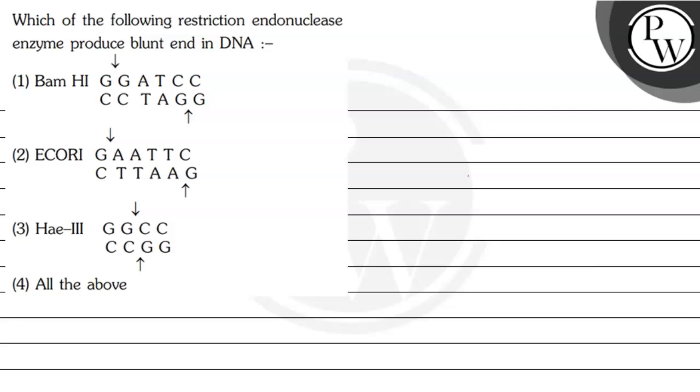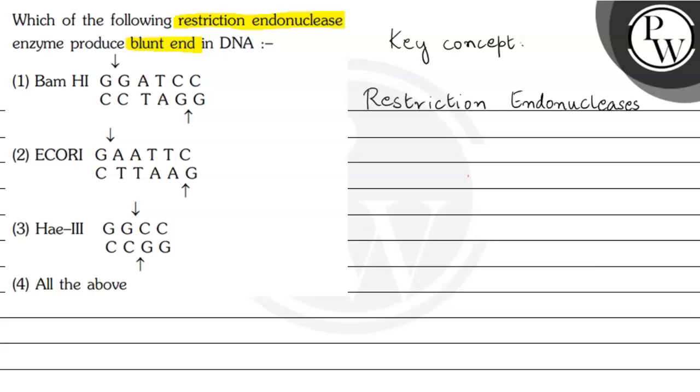So the question says, which of the following restriction endonuclease enzymes produces blunt ends in DNA? So इन चारों ऑप्शन में से हमें आइडेंटिफाई करना है कि कौन सा एंजाइम blunt ends produce कर रहा है DNA में. So the key concept in this question is to first understand what restriction endonucleases are. So this is a fairly easy question.